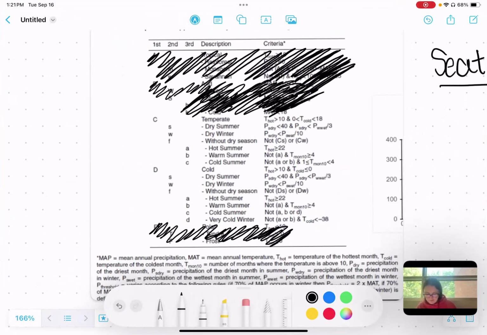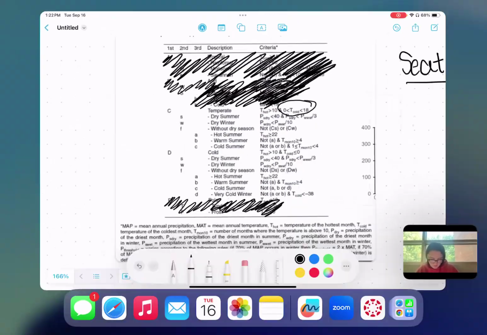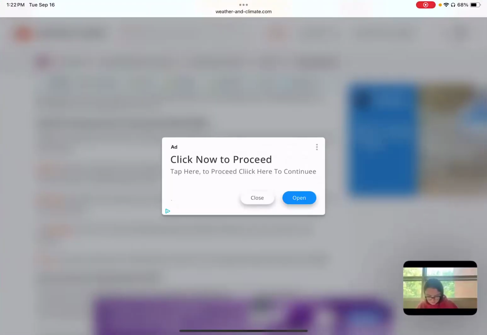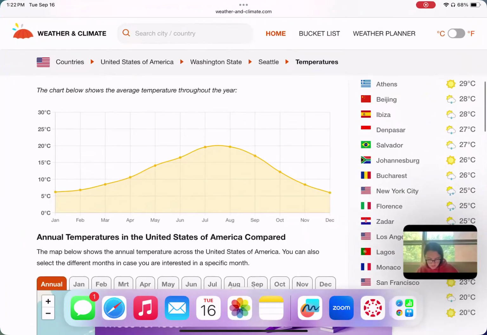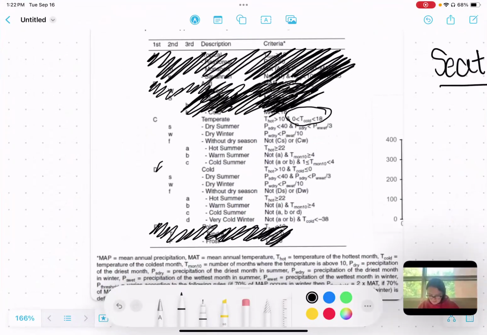Okay, so again, this leaves us with C and D. So let's think about C and D. The difference between C and D is really this T cold. Is T cold between 0 and 18, or is it less than 0? We just said that for January and February, it was around 5 degrees Celsius, and we don't fall below 0 degrees Celsius. We don't see that on the map. So that tells us that we then can get rid of D.